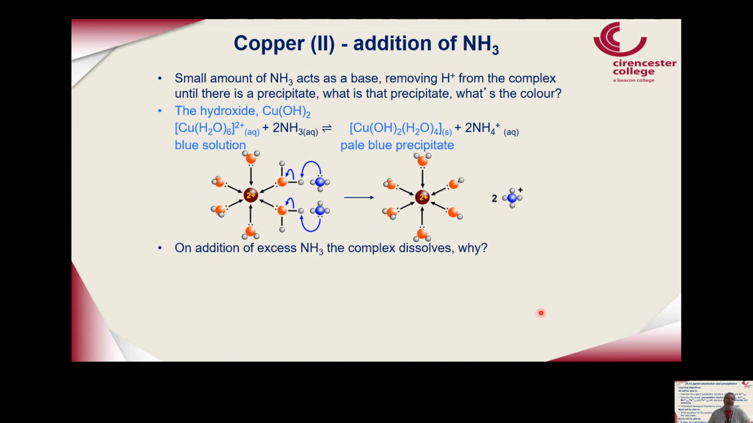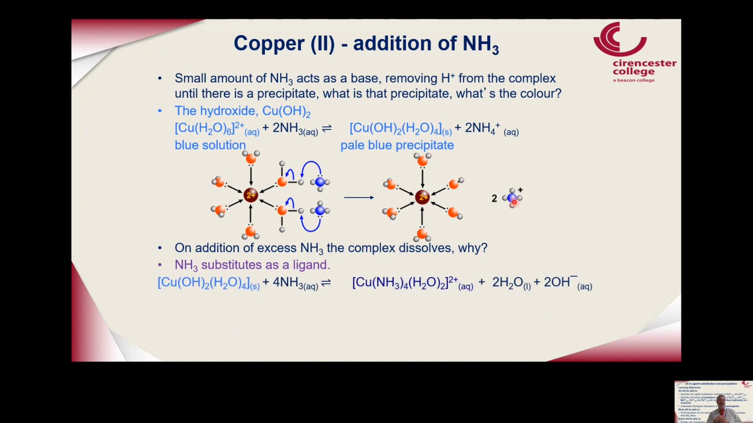So if we add excess ammonia, it dissolves, and that's because then ammonia actually becomes a ligand. It's acting acid-base here, but when I add excess ammonia, it becomes a ligand. So we had our dihydroxy tetraaqua copper 2+ complex. If we add the ammonia, it will go in and kick the hydroxides out and 2 of the waters. So we're then left with tetraammine diaqua copper 2+.